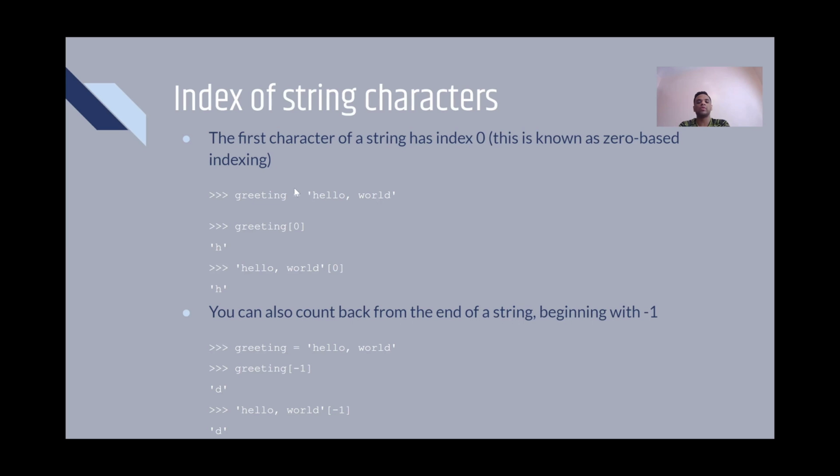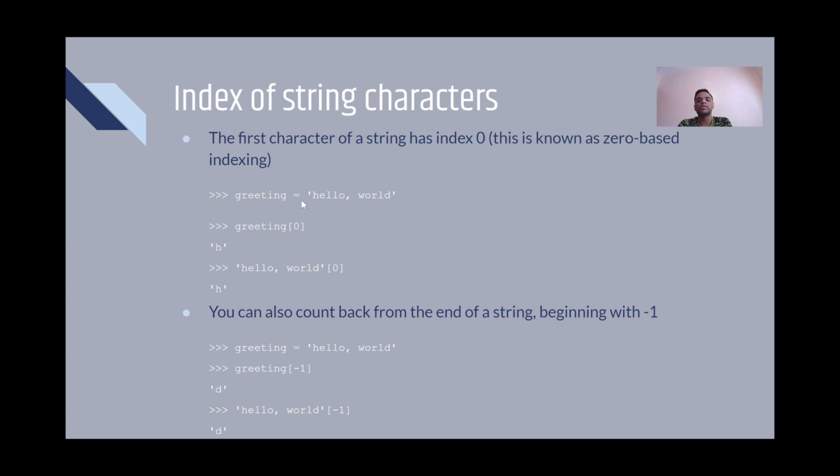So when we set greeting equal to, or assign it to, the string hello world, and you want to get the first character H, you have to say greeting and then grab its index. H is at index 0. So we say greeting, and you put the square brackets and you put the index. The index we want is the first character, so we say greeting of 0.